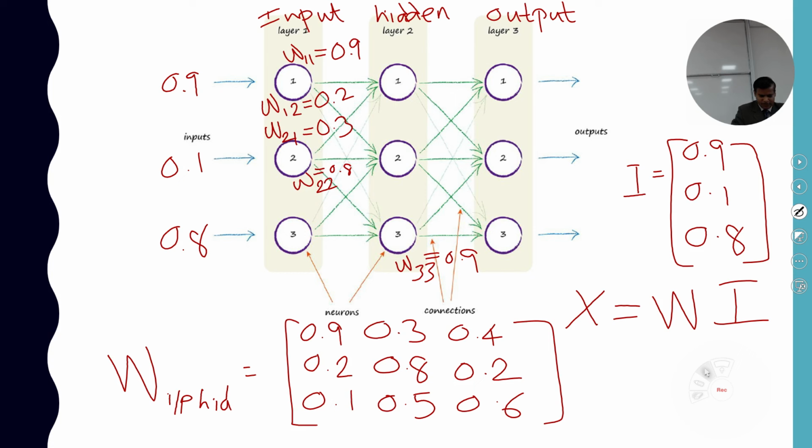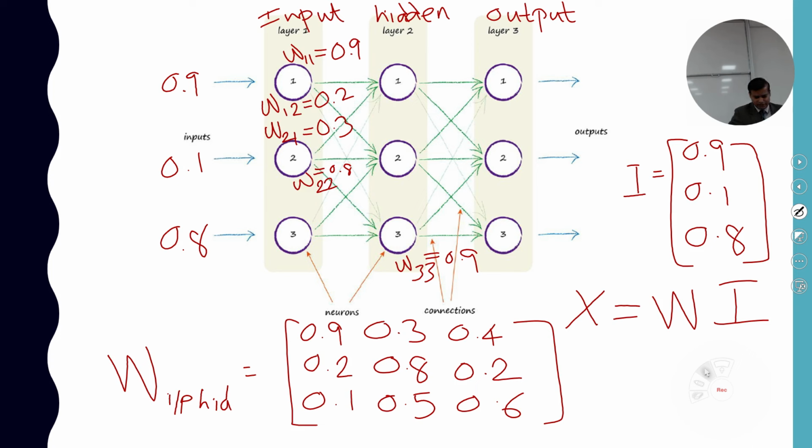Similarly, for the link between the second node of the input layer and the second node of the hidden layer, what is the value we have here? It is 0.8, right? Second node of the input layer to the second node of the hidden layer, that is W22, which is 0.8. So likewise, we try to build the entire system.